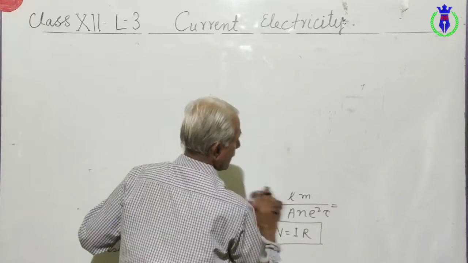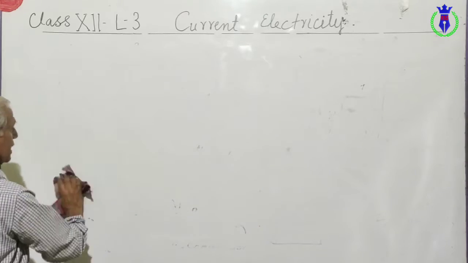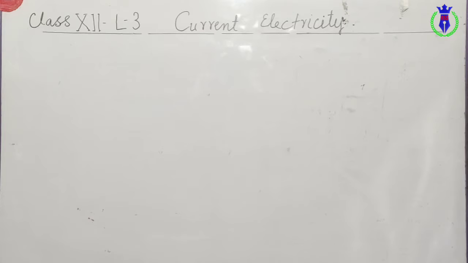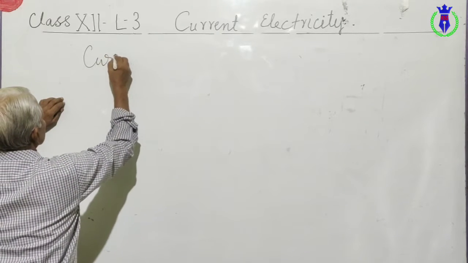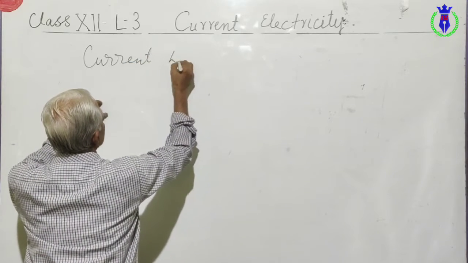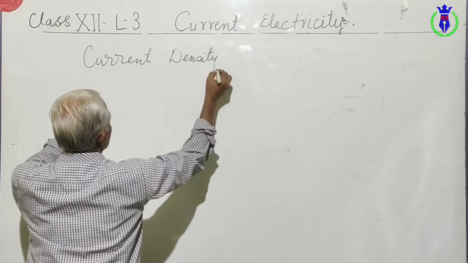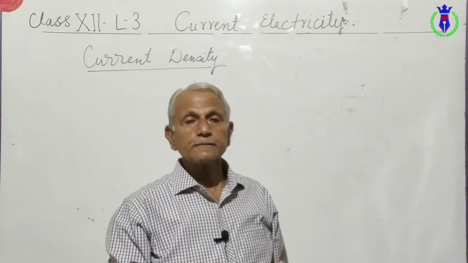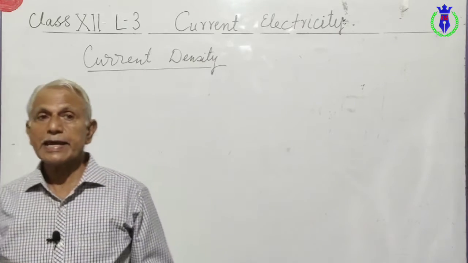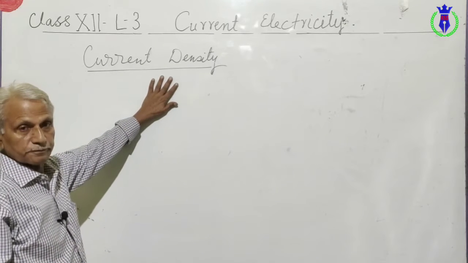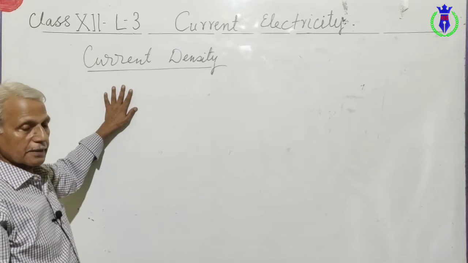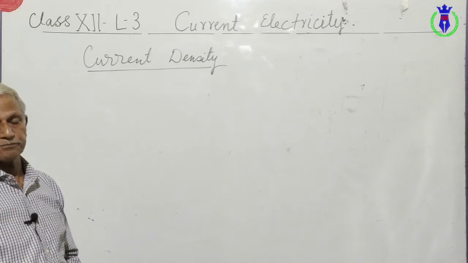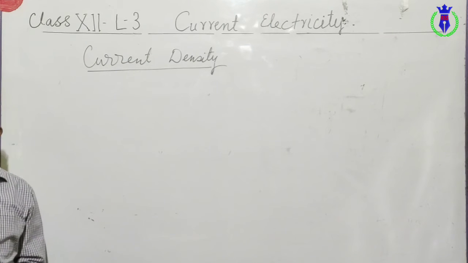Now, current density. Current density is the current per unit area flowing in a conductor where the area is perpendicular to the direction of the current. The area is perpendicular to the direction of the current.